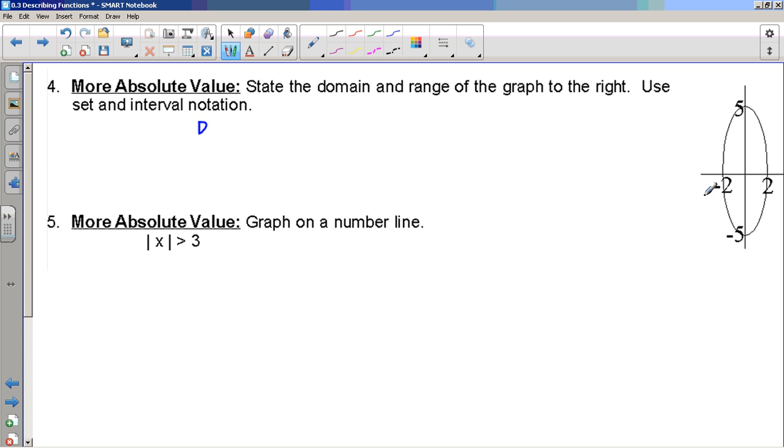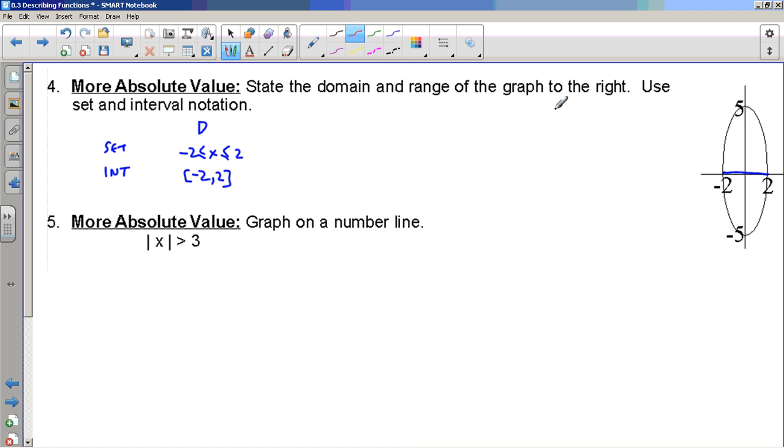Its domain are these values, right? There's the domain right there: -2 to 2 inclusive. So the set notation is -2 is less than or equal to x is less than or equal to 2. The interval notation would be, because we're including the endpoints, square brackets, -2 to 2.